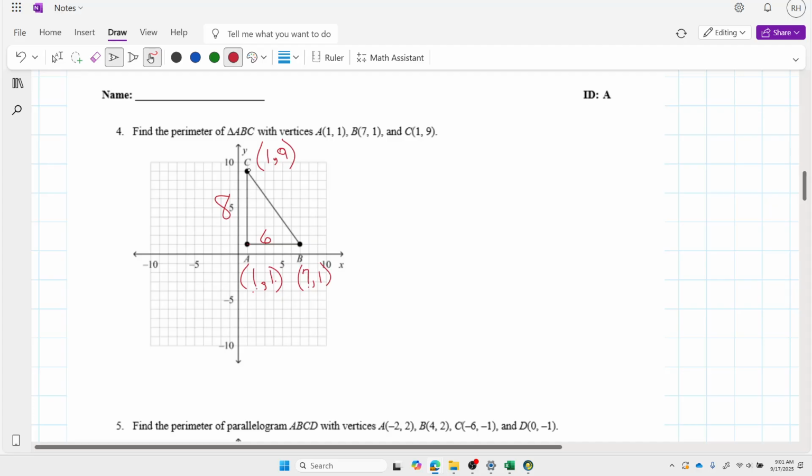So we need the third side. And the third side's on a diagonal. So we need to use the distance formula. So let's label these points. x1, y1, and x2, y2.